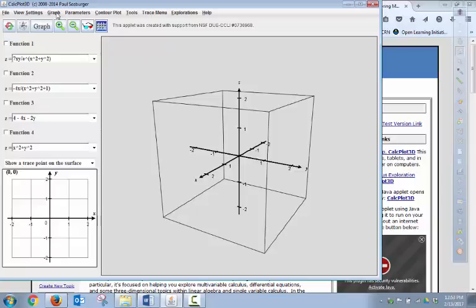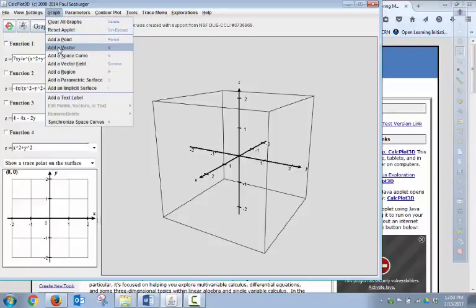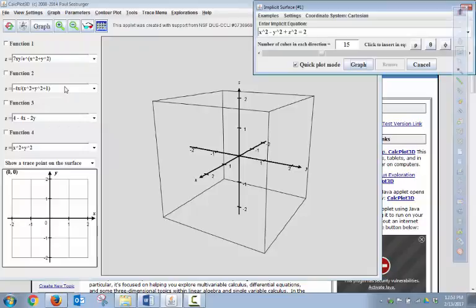And then I'll go to graph, and I can draw a vector, a space curve, which is what we're going to talk about today, a vector field, that's chapter 16, a region, parametric surface, and an implicit surface. So the quadric sections can be expressed as implicit surfaces. So when you say yes to this, you are essentially going to enter an equation, something equal to something, that involves an x, a y, and a z.